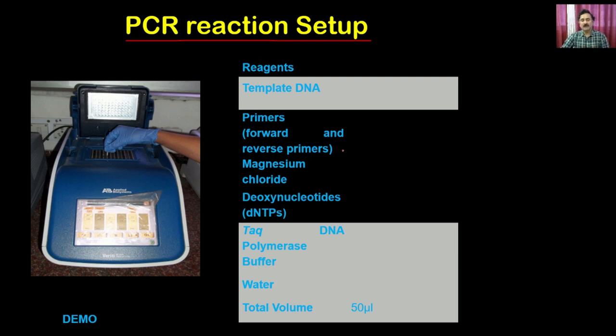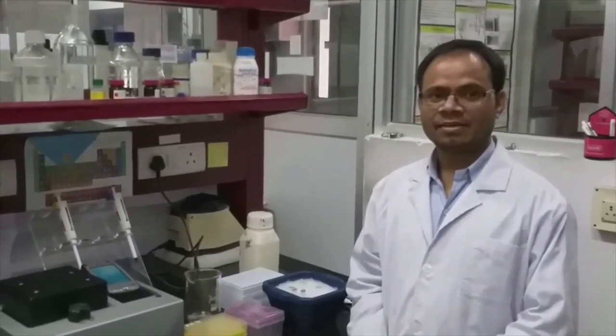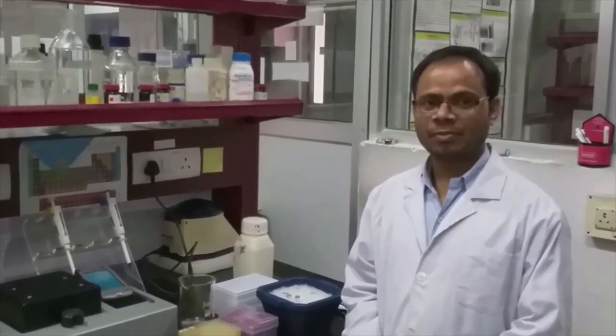To give you a very real and virtual experience of how to do the PCR and how to set up the reactions, I would like to take you to my lab, where the students are going to show you how to set up the reactions and how to program the machine, and then they will do the PCR. I hope this demo is going to be helpful for you to understand the whole process.